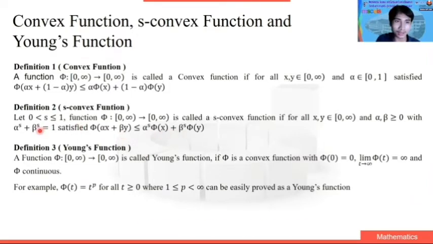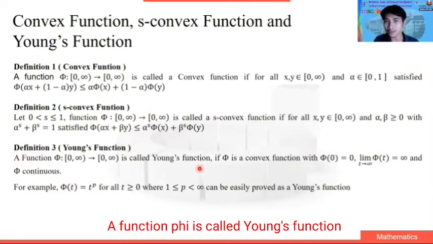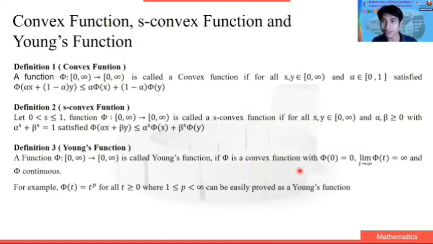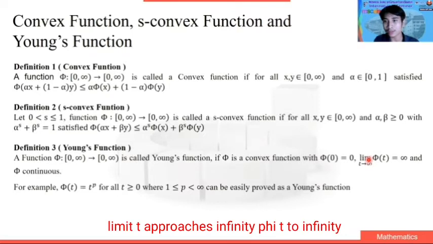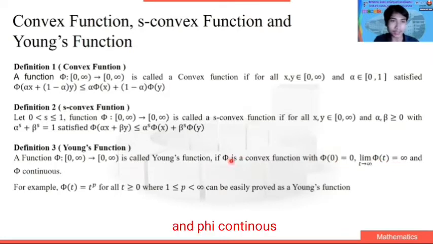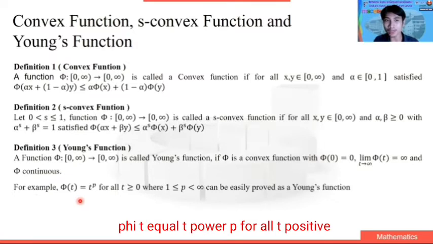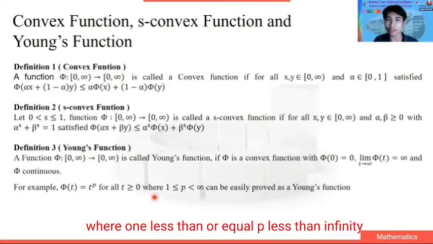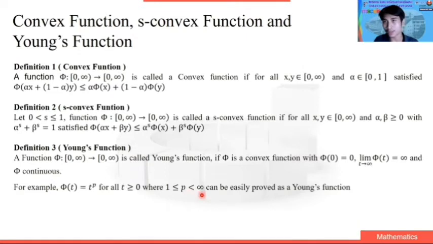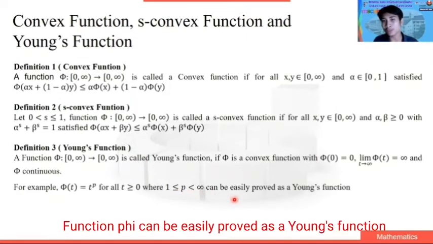Definition 3, Young function. A function phi is called a Young function if phi is a convex function with phi(0) equal to 0, the limit as t approaches infinity of phi(t) equal to infinity, and phi is continuous. For example, phi(t) equal to t to the power p for all t positive, where 1 less than or equal to p less than infinity. Function phi can be easily proved to be a Young function.